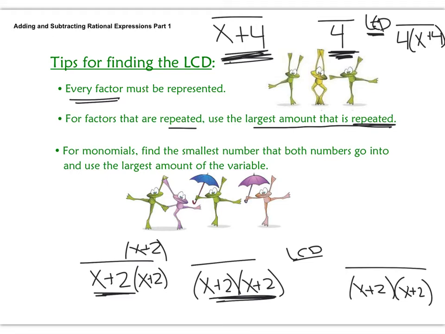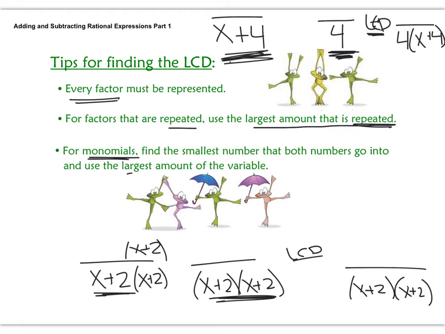Cannot make them smaller. For monomials, things that don't have super glue holding them together, find the smallest number that both numbers go into. Again, back to example number 3 that we already looked at, the 7 and the 14, or the 4 and 14. I can't remember what those were. We turned it into 28. So that's what that's referring to.